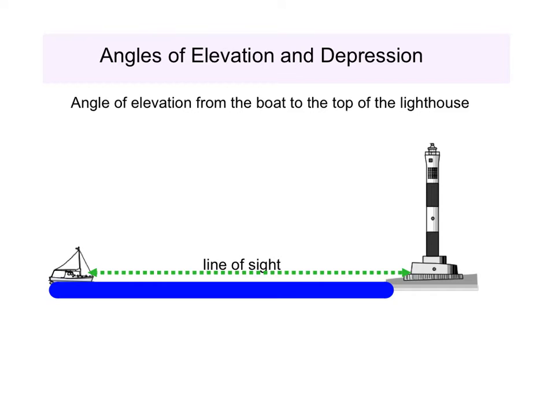Angle of elevation and depression, I'm sure you've seen before. The angle of elevation is measured from the line of sight, horizontal, so you're down on the ground looking up, and then I measure the angle. So from the ship up to the top of the lighthouse, this is the angle of elevation.